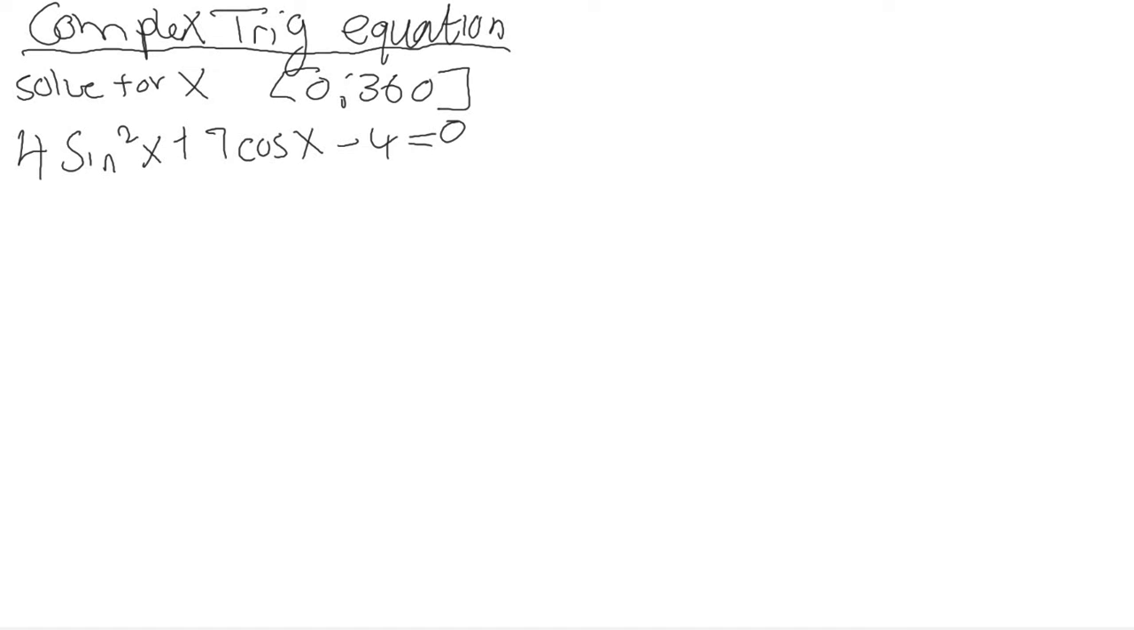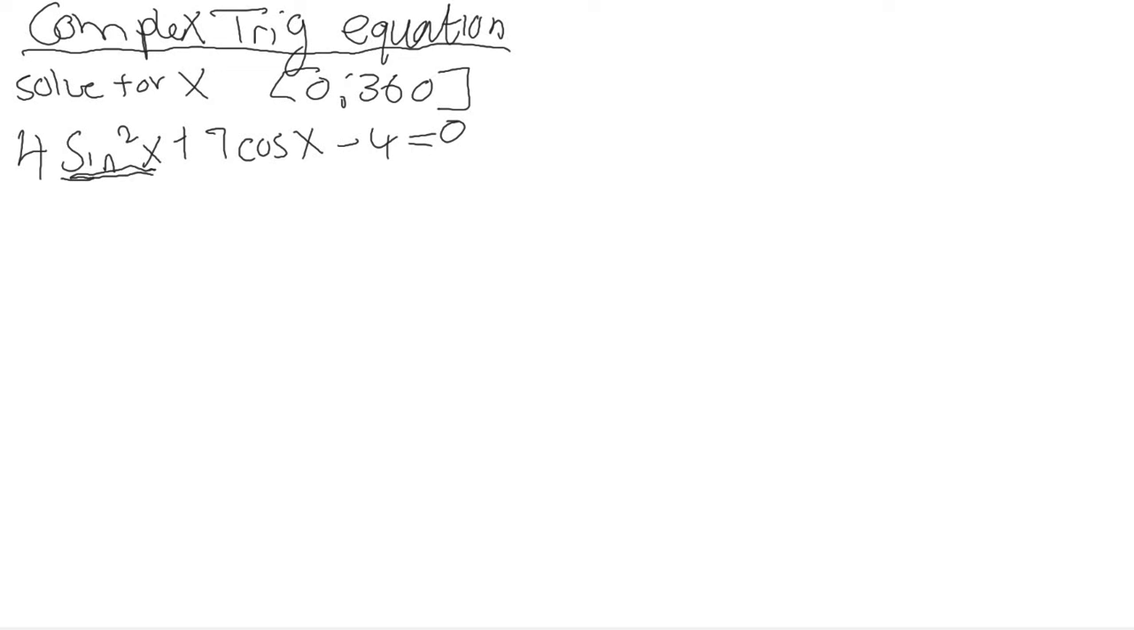Now, when you're given a question like this, what you need to do again is to check which one can you simplify first or which one can you write in another form. So if we check here, we have 4 sine squared x plus 7 cos x minus 4. Now we can see that this sine is a bit complex.